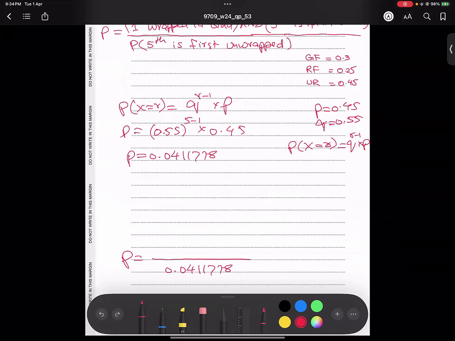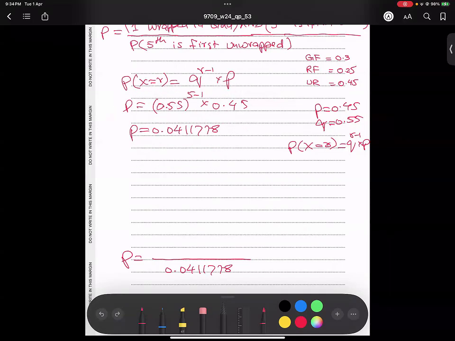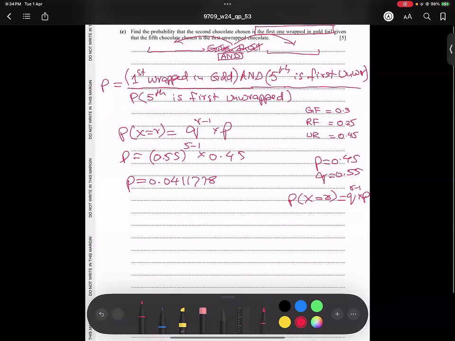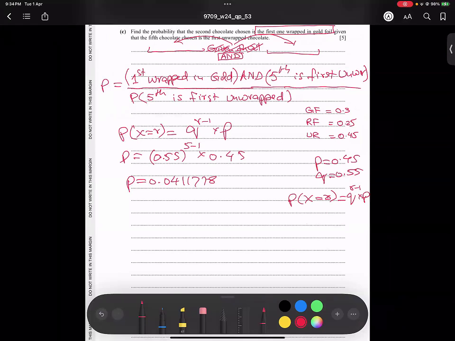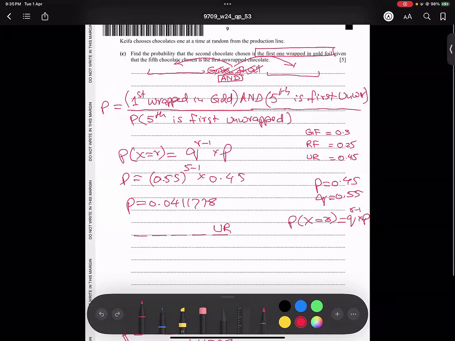Let's try to fulfill the second plan. What is the second plan? If you look carefully, 1, 2, 3, 4, 5: the fifth attempt is the first unwrapped, so here I'm writing UR for unwrapped. I think the idea is very clear. And now I'm reading the numerator: first wrapped in gold.